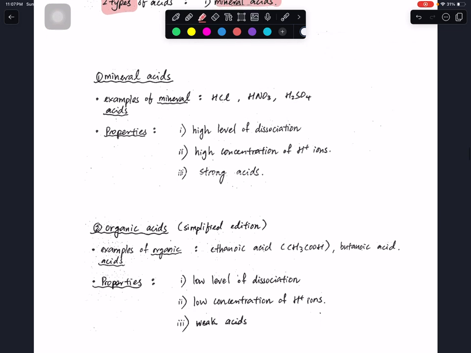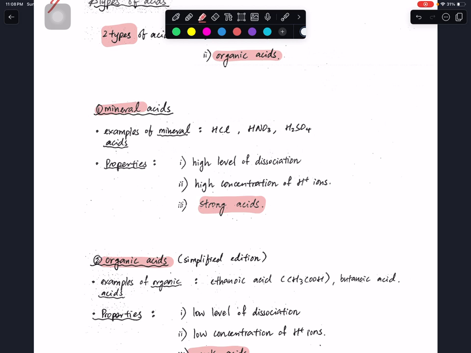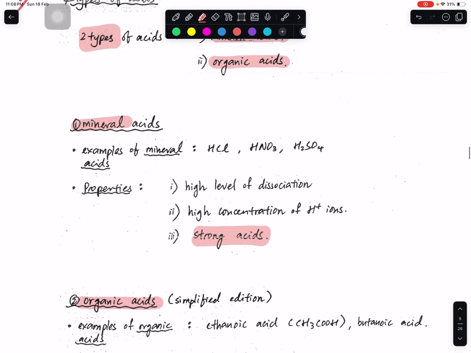So to cut the chase, take a look at this. Your mineral acids are what we call to be strong, and your organic acids are what we call to be weak acids. So what do we mean by strong and weak acids? Okay, so if you take a look at what is a strong acid, it says that they will have a high level of dissociation. So to be a little bit more accurate, I would say that there will be complete dissociation.